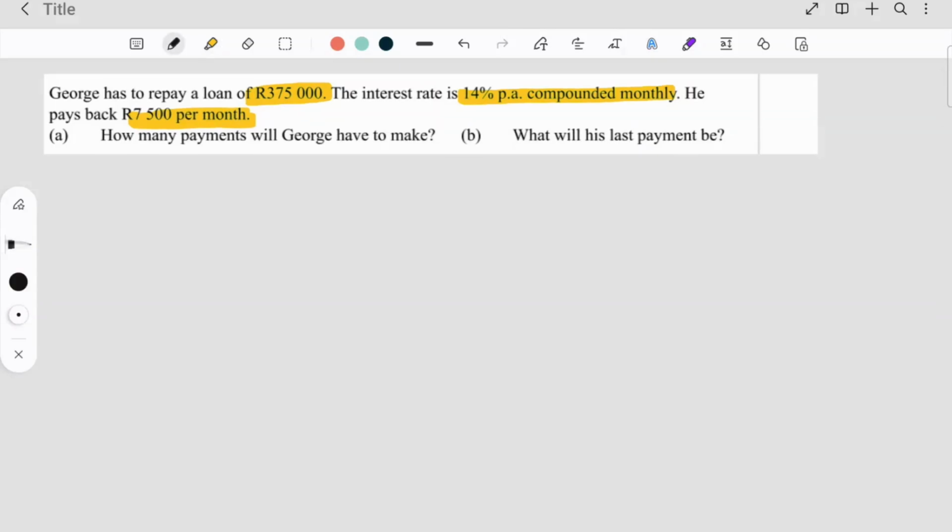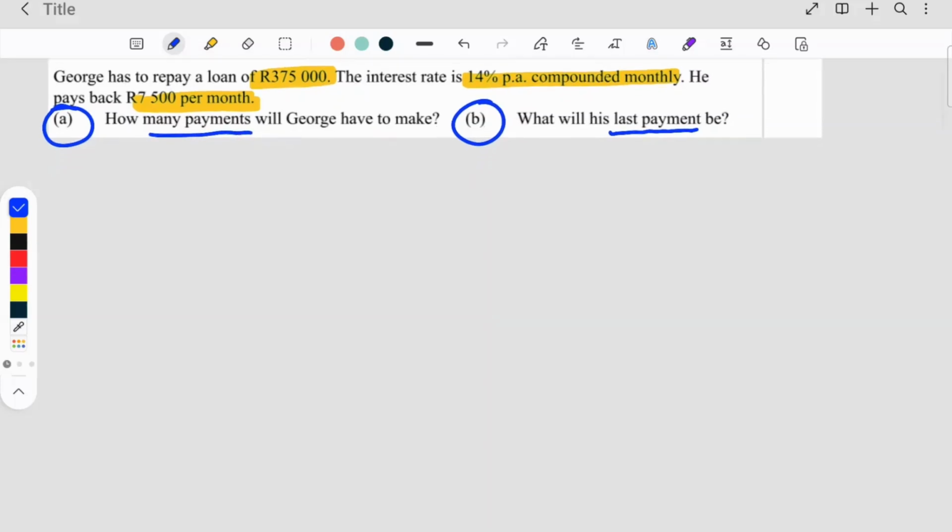And then the first question is A, how many payments will George have to make? And B, what will be his last payment? So what will be the final payment of the loan? Okay, let's do A. How many payments will George have to make?